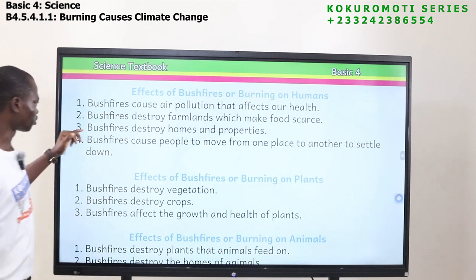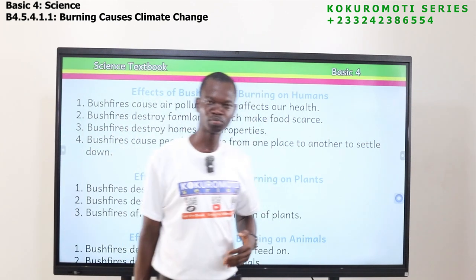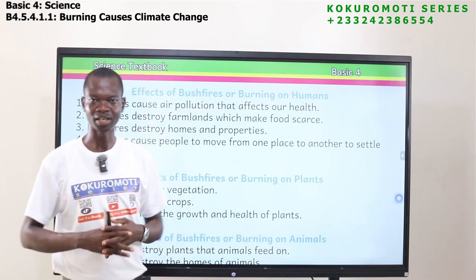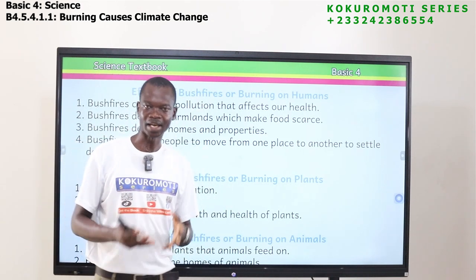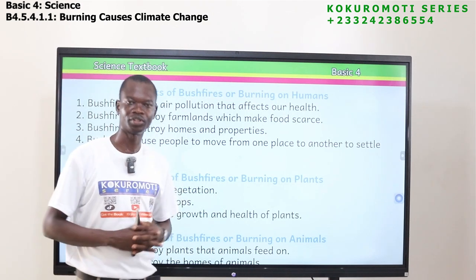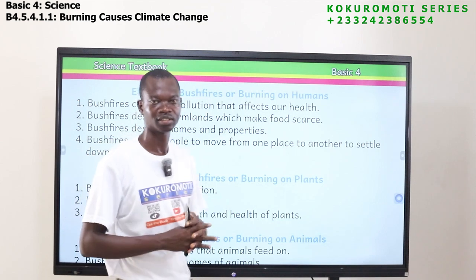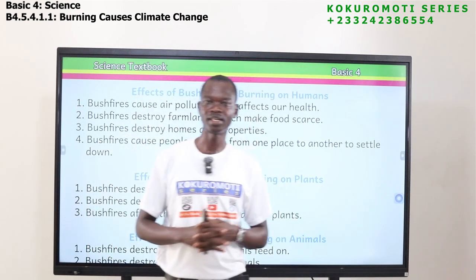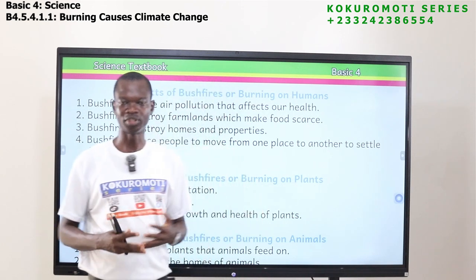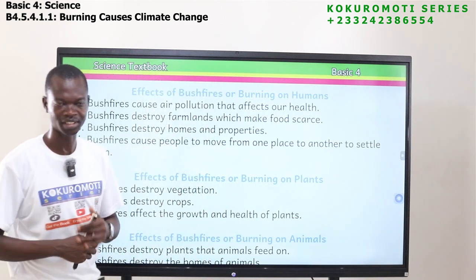Okay. Second one, bushfire destroy farmlands which make food scarce. So if there is bushfire, all our plants, our crops that we have in our farms will die. So if these plants, crops are not there, where are you going to get cassava to prepare our fufu? Where are you going to get rice? Where are you going to get maize? Where are you going to get all the foodstuffs that we eat? So that is one thing. Food will become very scarce.